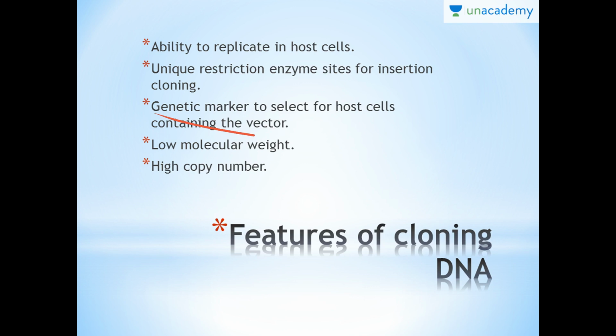And it must have a genetic marker. Genetic markers or selectable markers are those which help us to screen the transformant cell. Now what transformation is I will tell you. And it must have low molecular weight and high copy number. That means it replicates and will make a high copy number. It must have restriction sites to cut the vector DNA, and the sites to ligate our foreign or alien DNA.